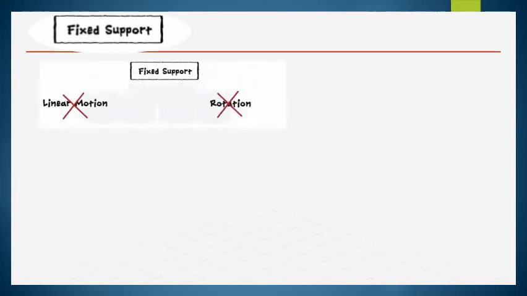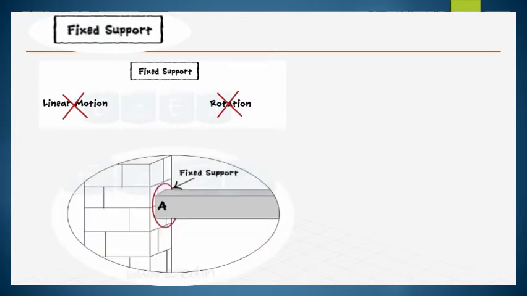Next comes the fixed support. What is fixed support? Fixed support restricts all degrees of freedom. It does not allow translation. It does not allow rotation. No linear motion, no rotation. So consider a fixed support here.